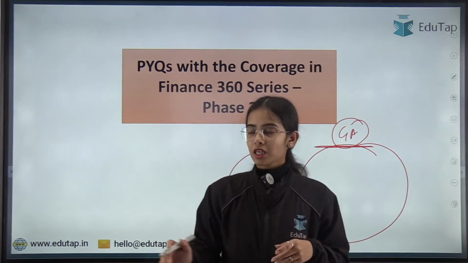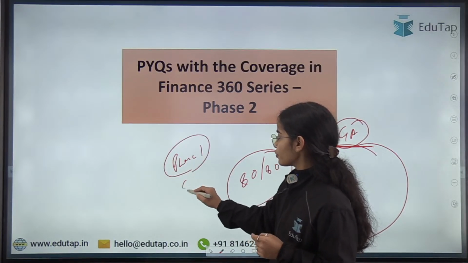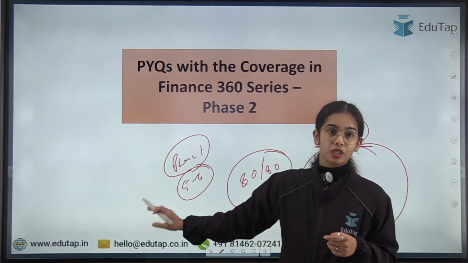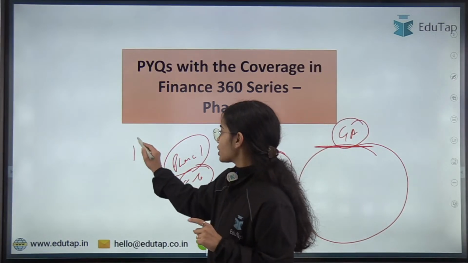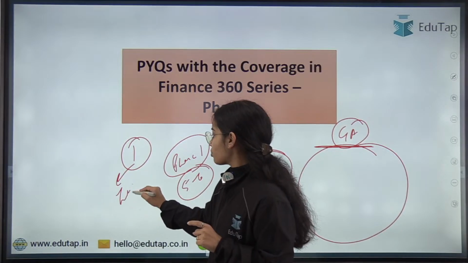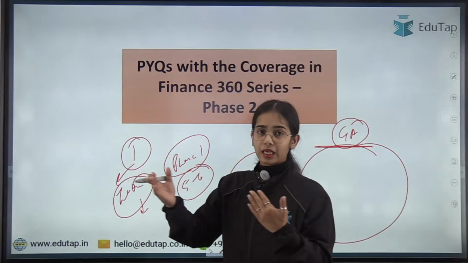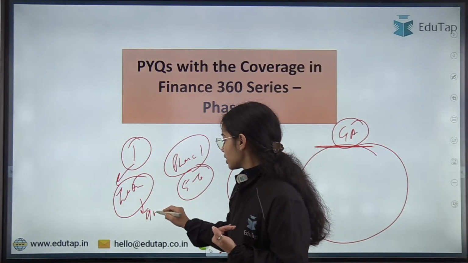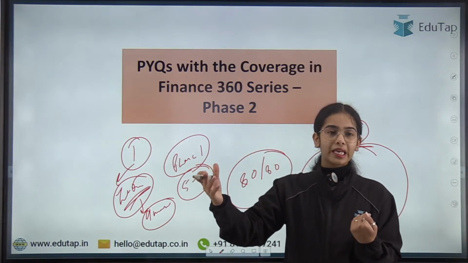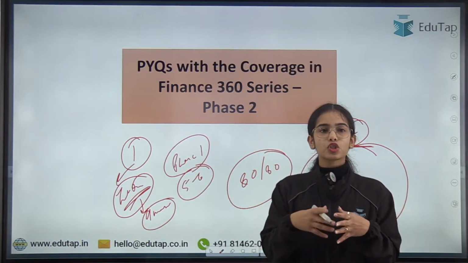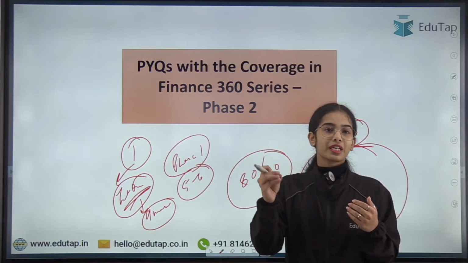Okay, in phase 1 there were questions. In phase 1, the majority of the questions were from 5 to 6 months before the examination. There was one question from the internal ombudsman scheme that was from a little bit earlier, 9 months before the examination. But for the internal ombudsman scheme or the schemes of the RBI, it doesn't matter when they were released or in which month they were in news. Schemes are always very important.